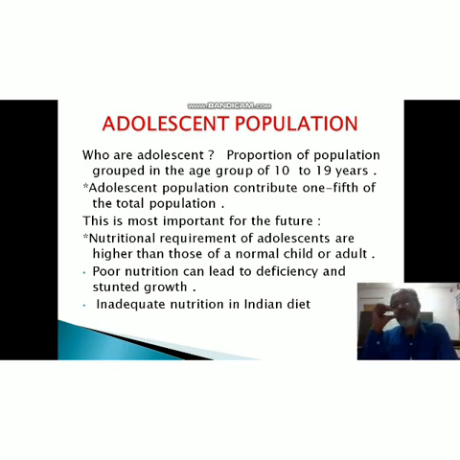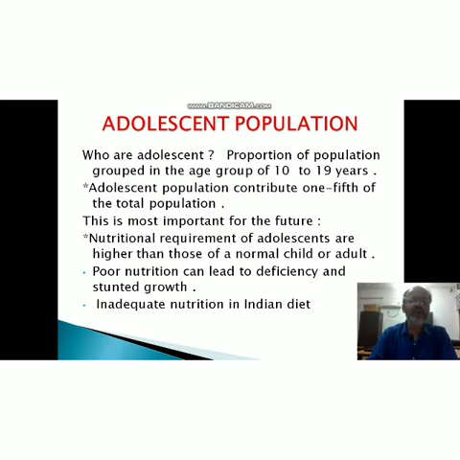Before knowing this, we have to know what the adolescent population is. Who are adolescents? The population grouped in the age group of 10 to 19 years is called the adolescent population. As we know, the adolescent population contributes one-fifth of the total population. The adolescent population is most important for the future. So what do they require?